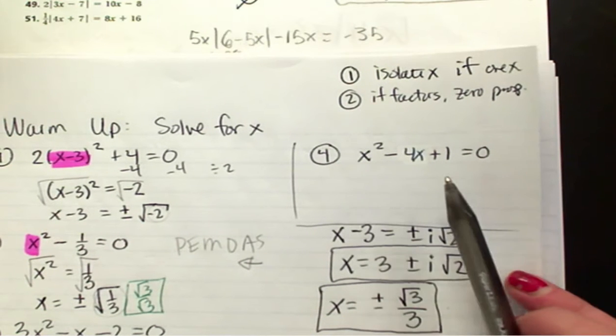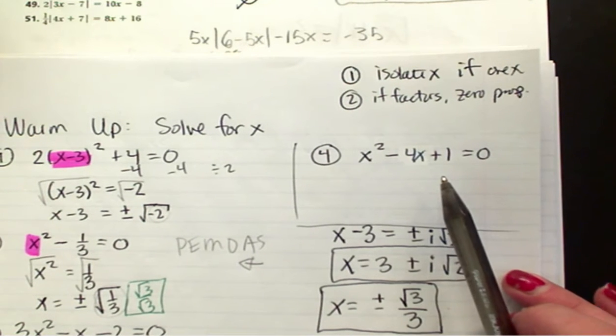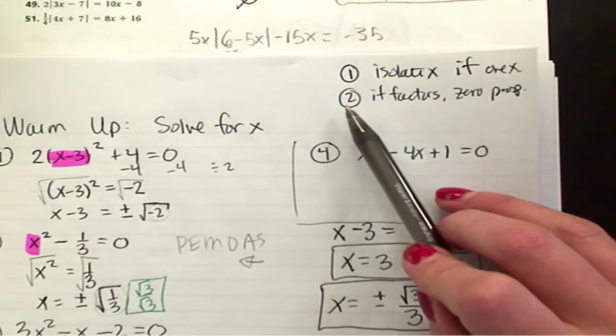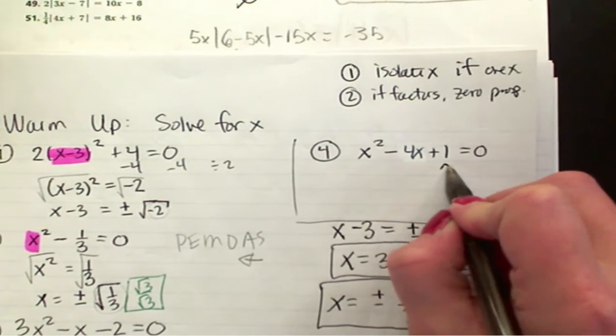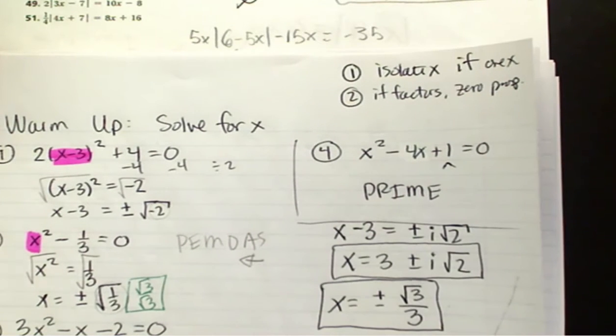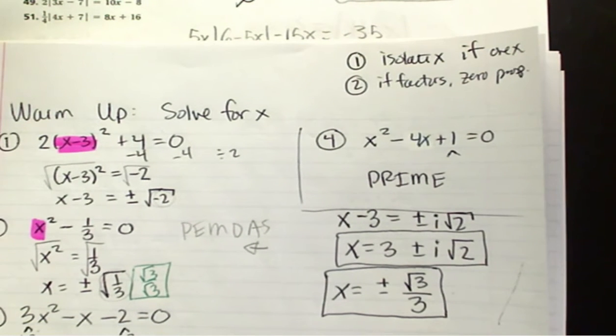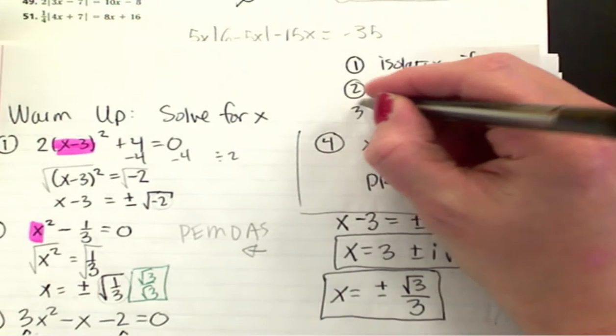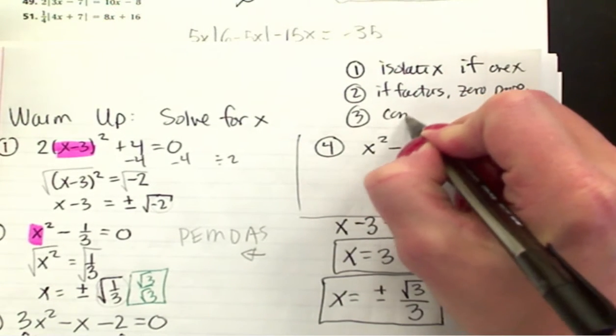Is there more than one x? Yes. Okay, so I can't isolate. Can you factor it? No. It doesn't even factor with a calculator. All right, it's prime. So now what? This is part 3 of our solving. Part 3 says we do this skill called complete the square.